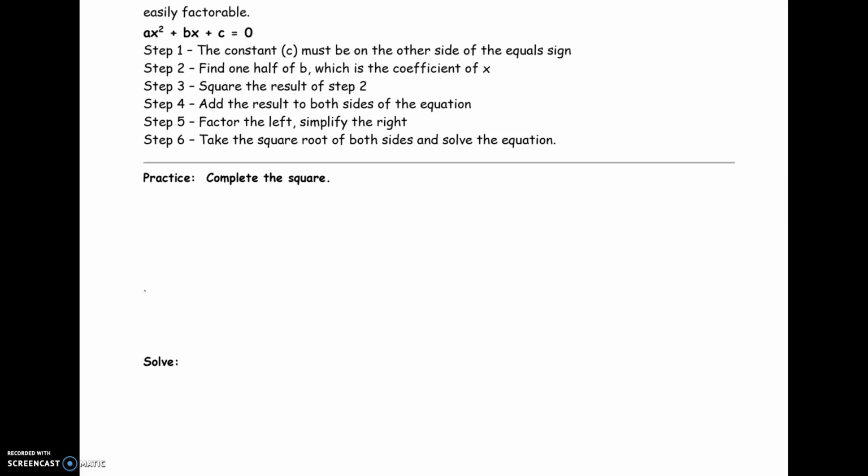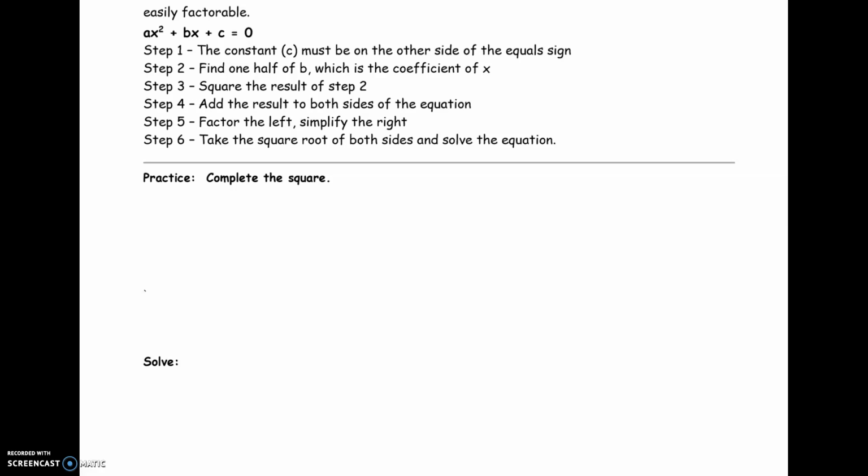There's 6 steps. The first step is to move that constant to the other side of the equals, so you only have the quadratic and linear together. Then you're going to take half of whatever b is, which is the coefficient in front of x. You're going to square that. Then you're going to add the result to both sides of the equation. You're going to factor the left. It's going to be a perfect square trinomial. And you're going to simplify the right. And then you're going to take the square root of both equations.